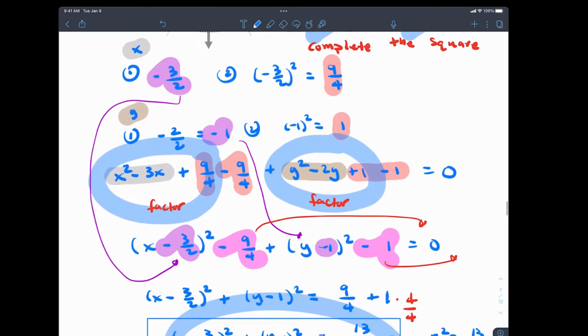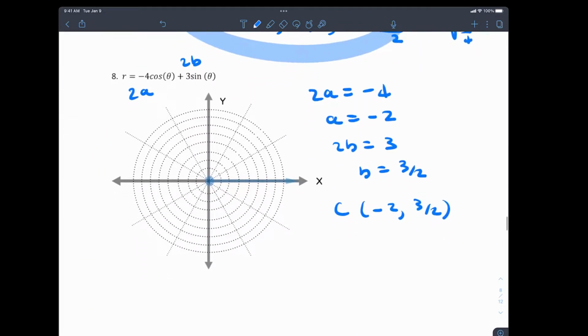Anyway, I just wanted to go through some circles here with you guys. That's the equation of a circle that's not at the origin. The origin is when r is a constant, like we saw yesterday.